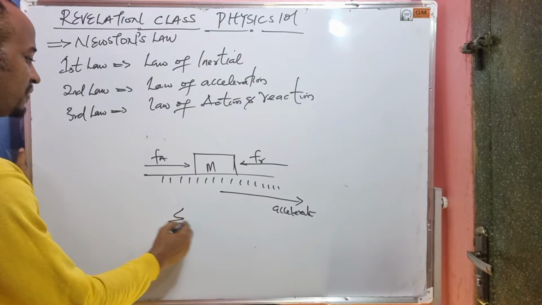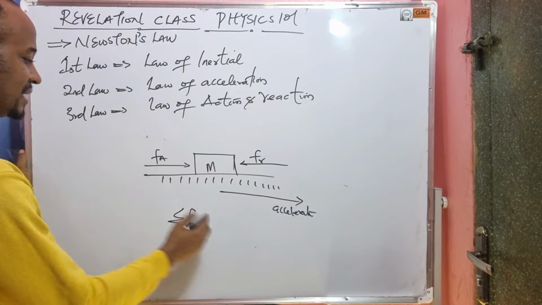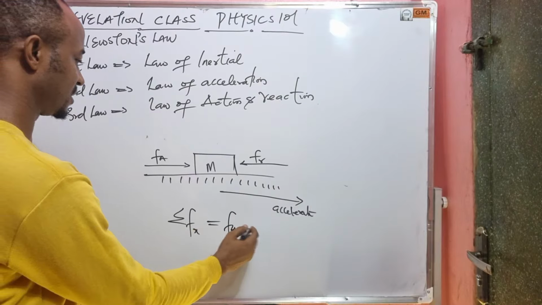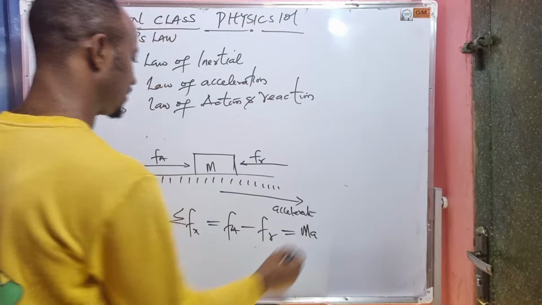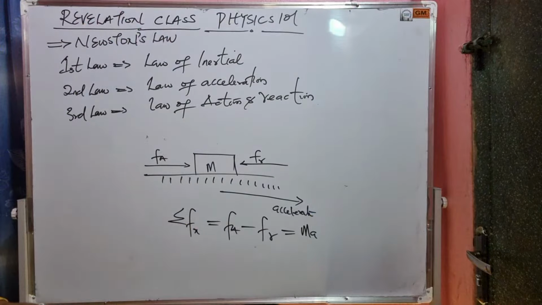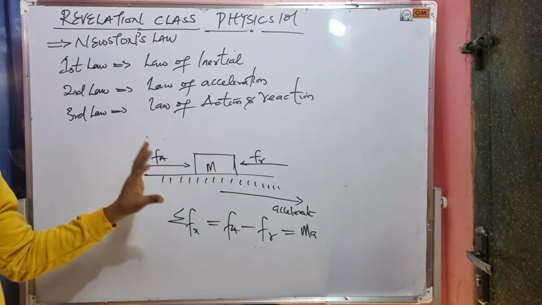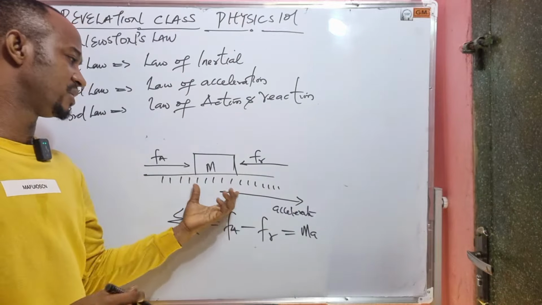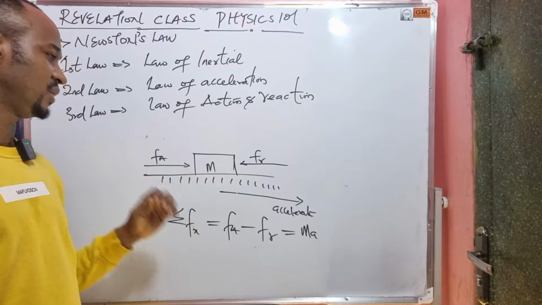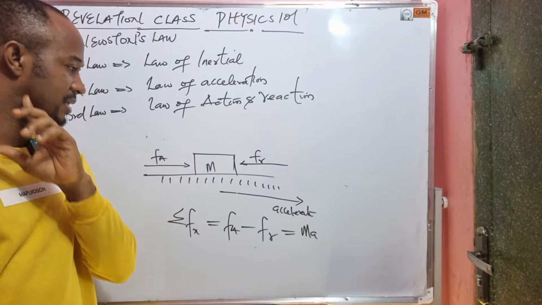We say that the sum of all forces here along the x-axis is simply the applied force minus the frictional force, all equals to mass times what? Acceleration. Because if a body is at rest and a force is applied, and that force causes the body to move away from this position, that means the force is doing a positive work, right?